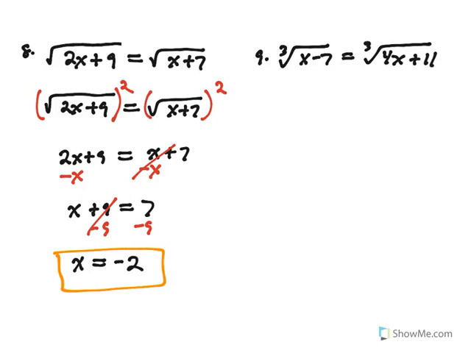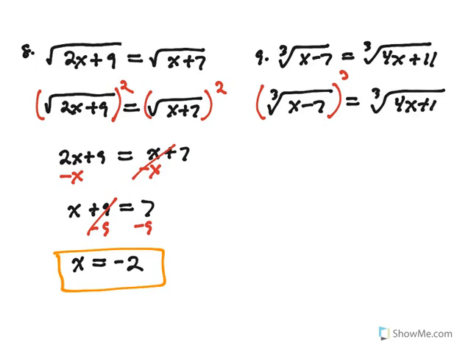Okay, so here we're going to jump to the step where we're going to take the cube root of both sides. Right? Because the index is a cube root now, so we're going to cube both sides, and then the left just becomes x minus 7. The right just becomes 4x plus 11. Sorry, let me rewrite that. Sometimes the pen slips. Whoops.